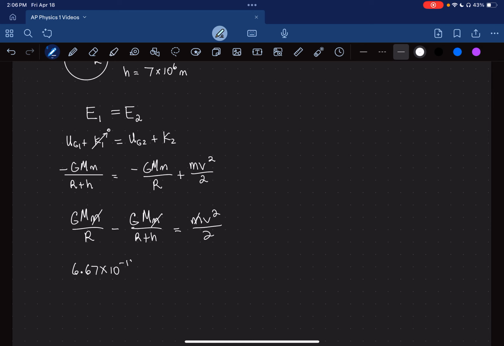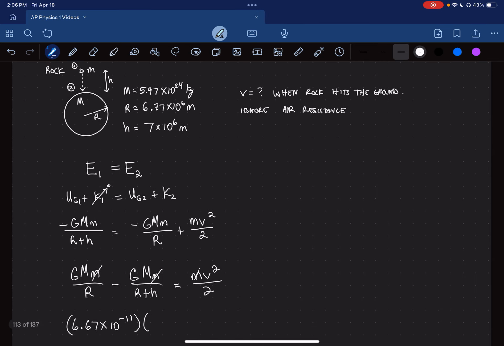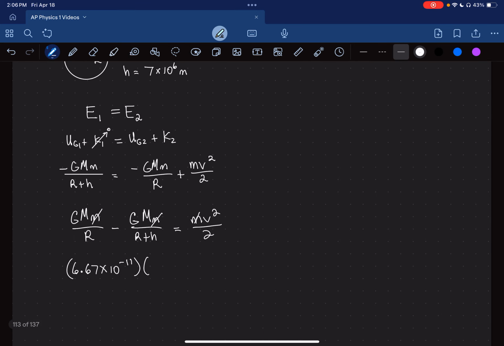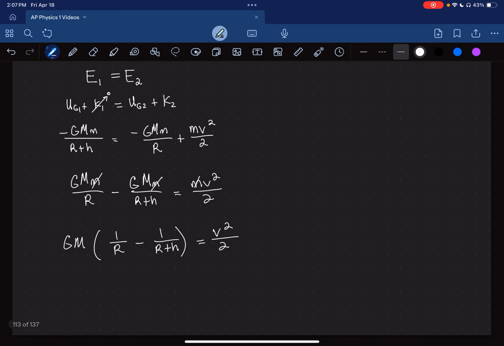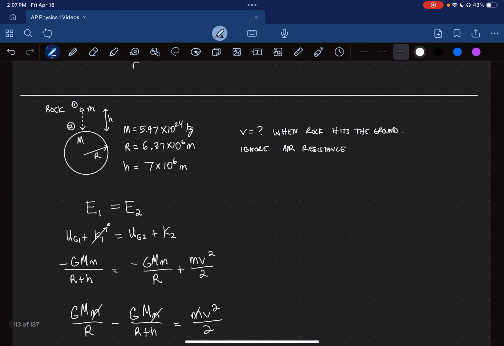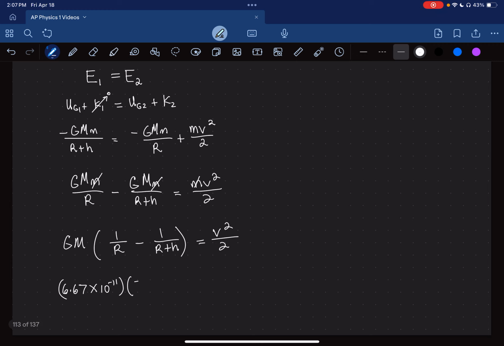6.67 times 10 to the negative 11 is G. The mass of the Earth is, actually, sorry, I'm thinking we can also do G M times 1 over R minus 1 over R plus H. I don't know if that's going to save us a huge amount of time, but I'm going to try it. So this is 6.67 times 10 to the minus 11 times the mass of Earth, 5.97 times 10 to the 24.